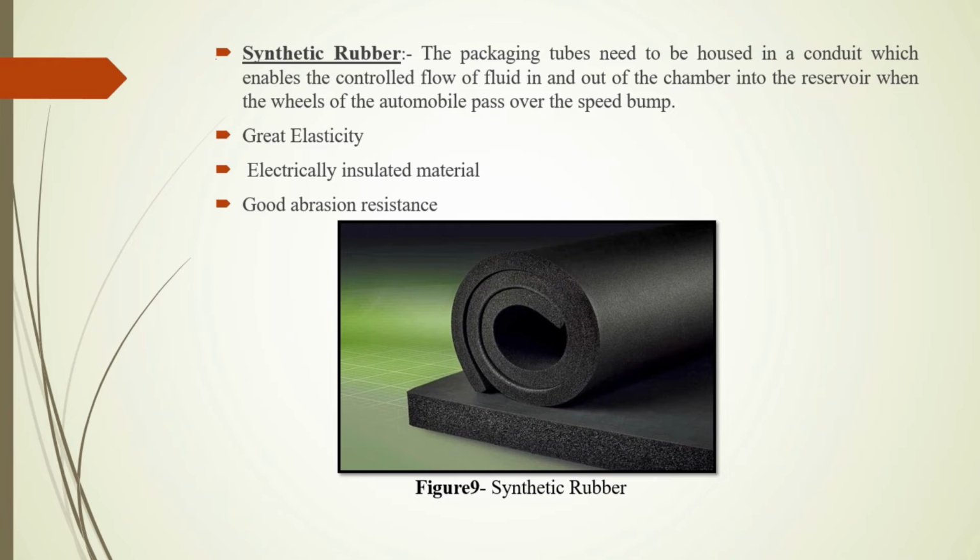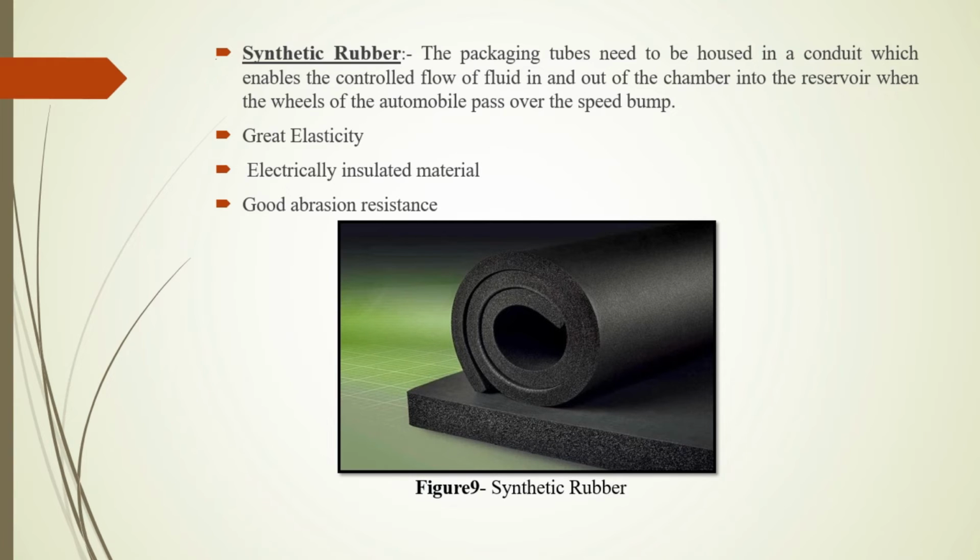Second is synthetic rubber. The packing tube needs to be housed in a conduit which enables control of flow in and out of the chamber into the reservoir when the wheel of the automobile passes over the speed bump. For synthetic rubber, for example, we can also use tires. It is also a synthetic rubber.